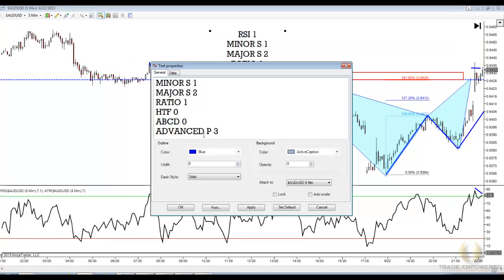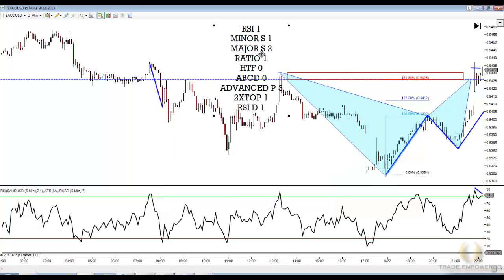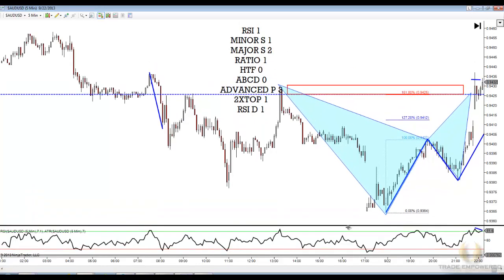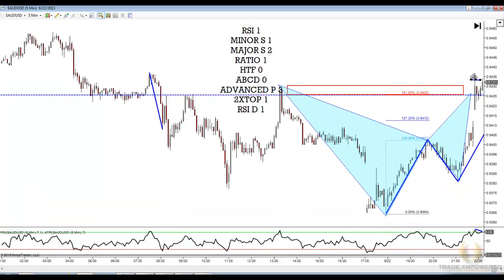So now we have a double top, which is 1 point, and RSI divergence, which is another point. So you can see the total on this trade is going to be 1, 2, 3, 4, 5, 6, 7, 8, 9, 10. We have a 10-point trade here, which is a very good opportunity because obviously it beats my minimum, which was at least a CTS of 4.